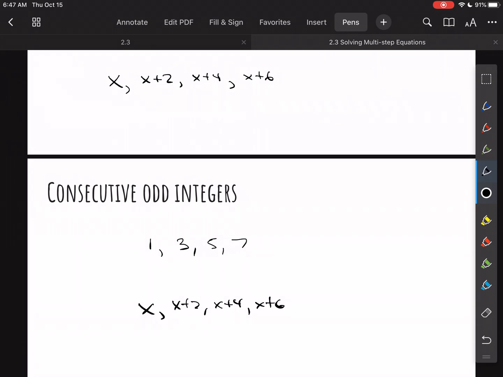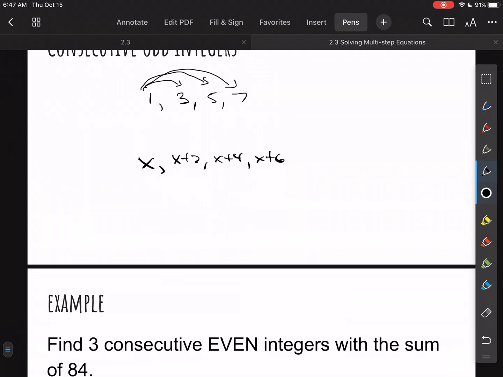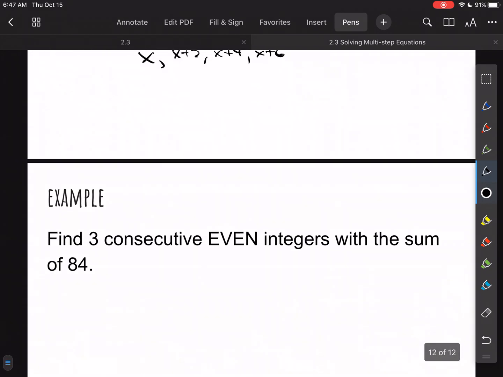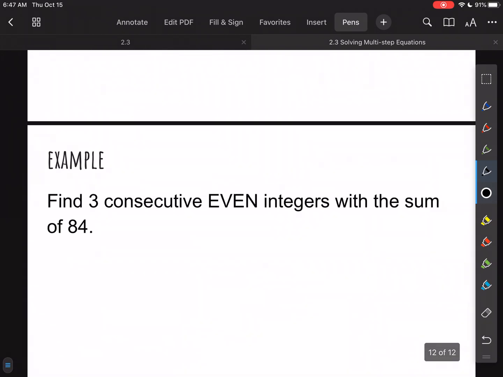All right, so notice 1 plus 2 gives me 3. 1 plus 4 gives me 5. 1 plus 6 gives me 7. So notice the same pattern occurs with both consecutive even and odd integers. So let's use that now to do one example, and then you guys are going to be on your own.